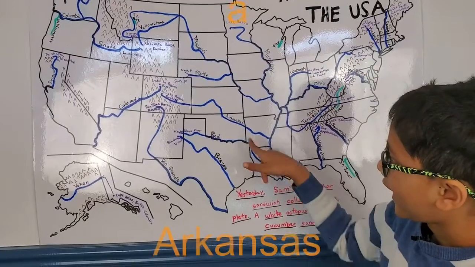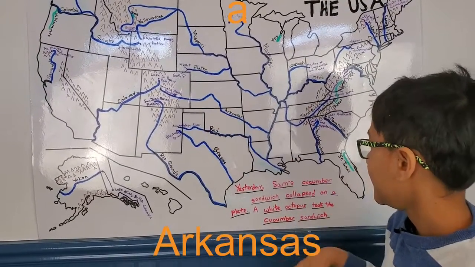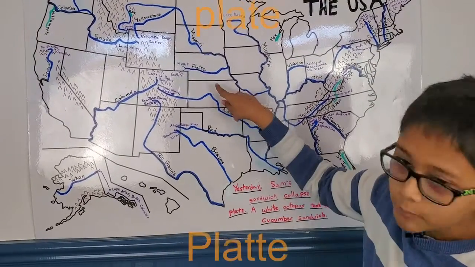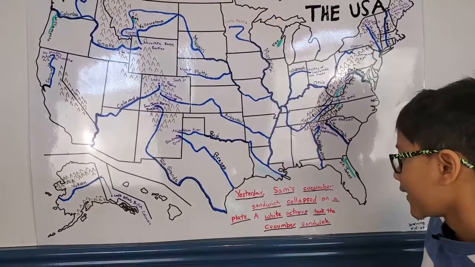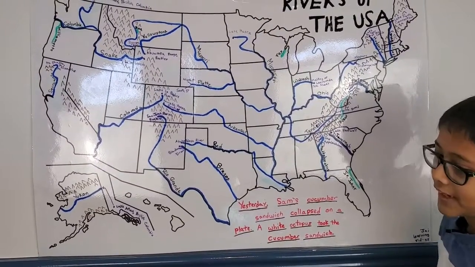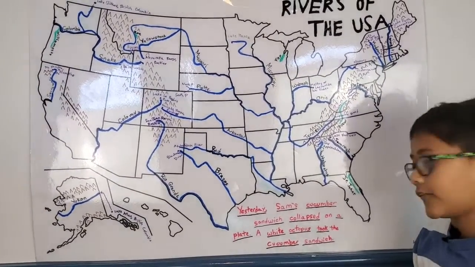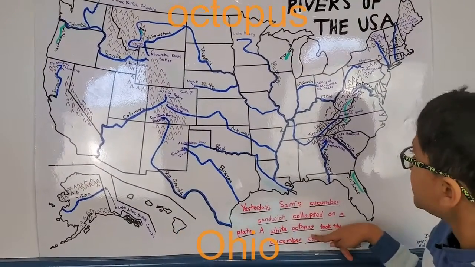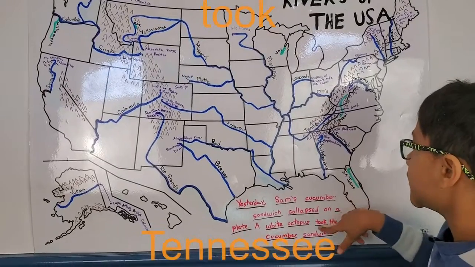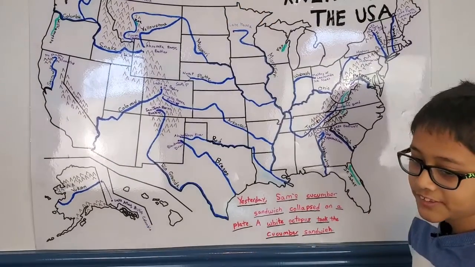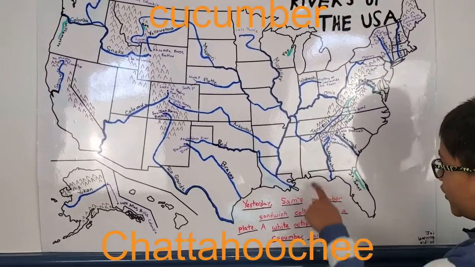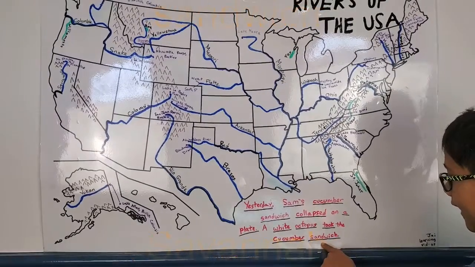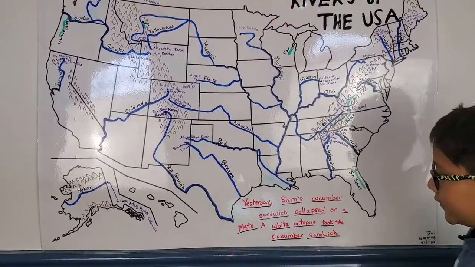A has a river, the Arkansas River. Plate, which is the Platte River. Then A doesn't have a river for it. White is Wabash. Octopus, Ohio. Took, Tennessee. The doesn't have a river. Cucumber, Chattahoochee. And sandwich, Savannah.